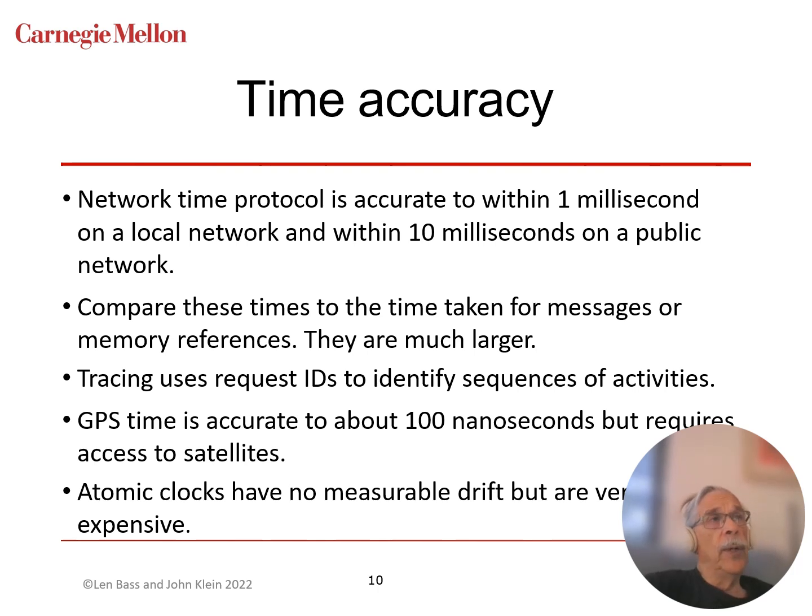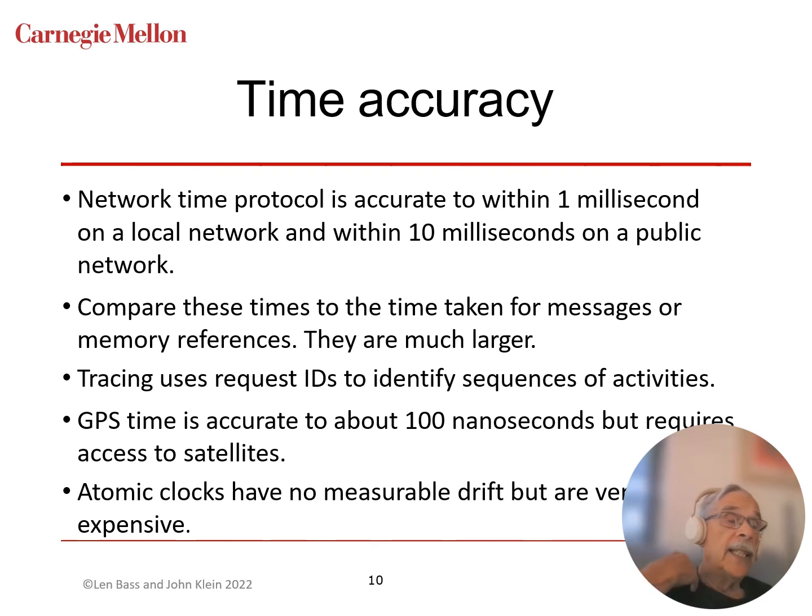And so one way of dealing with this is to use something called the network time protocol. That coordinates all the clocks on the computers on a particular network. They get an absolute time reading from the national, I guess it's the Naval Observatory, and distribute it to the computers on the network. And that's accurate to a millisecond on a local network, and it's 10 milliseconds on a public network.